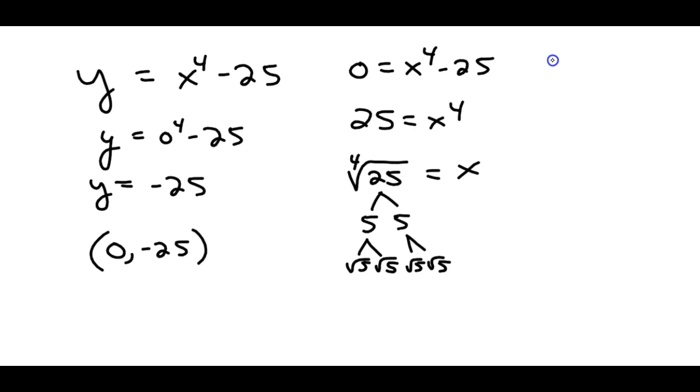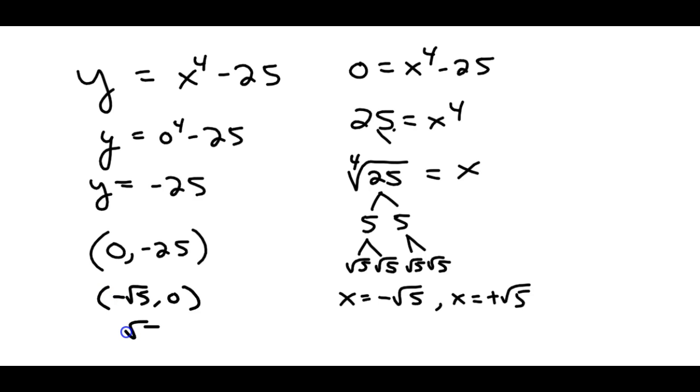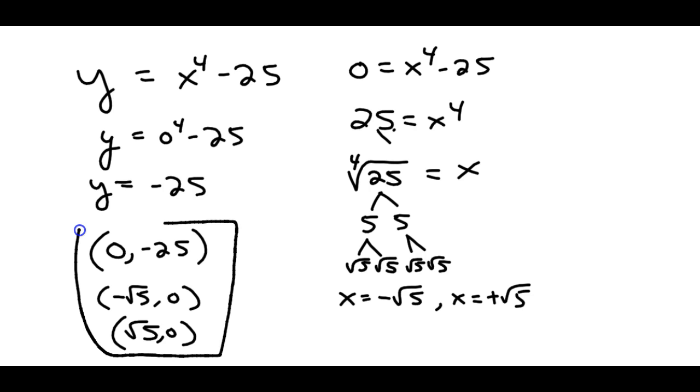So you can say that the x value is equal to a negative square root of 5, or x is equal to a positive square root of 5. Or if we're writing these out as intercepts, you can say it as negative square root of 5 comma 0, square root of 5 comma 0. So these are your x and your y-intercepts here.